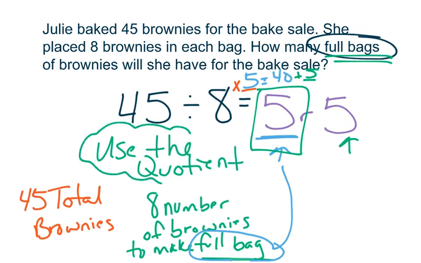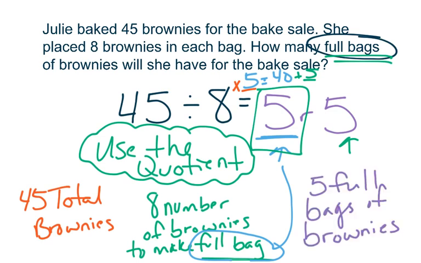Because that's what I'm going to do, I'm going to use my quotient, and in this case, what I'm going to use is 5. So my answer would be 5 full bags of brownies. So my answer to this problem is 5 full bags of brownies.